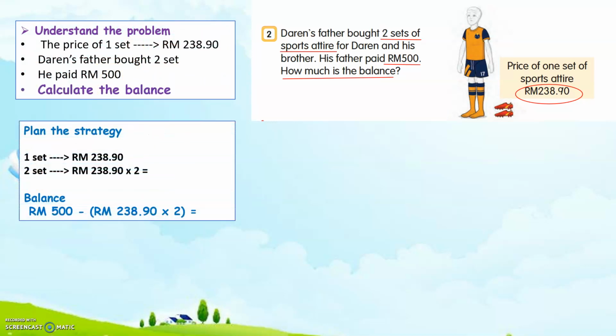The second step is plan the strategy. One set he paid 238 ringgit 90 cent. For 2 sets he should pay double the price, or you can add the price of one set 2 times. You will get the same answer. We want to find the balance: 500 ringgit minus the price of 2 sets.